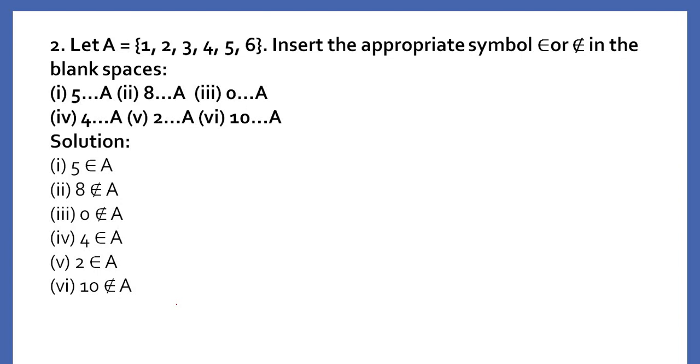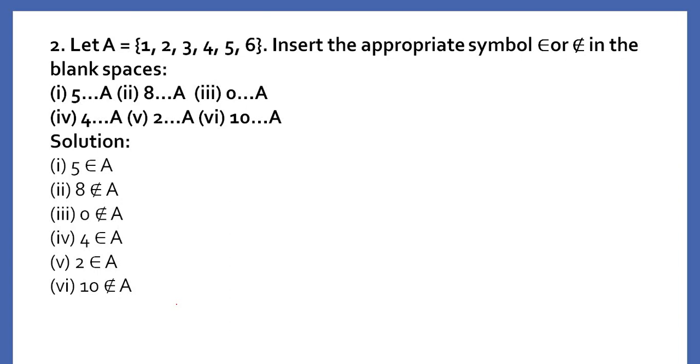The first question, the number is 5, and see, 5 is in the set. Therefore we use the symbol belongs to. So in question number 1, the answer would be 5 belongs to A. Why? Because 5 is in the set. Now the next number in question number 2 is 8. Is 8 in the set? Obviously not. Therefore we use the symbol does not belong to. Therefore 8 does not belong to the set A.